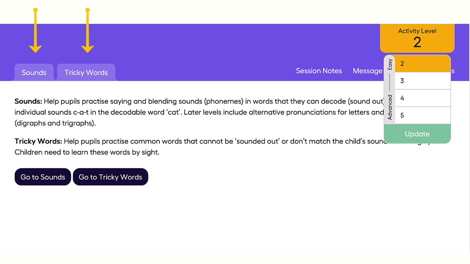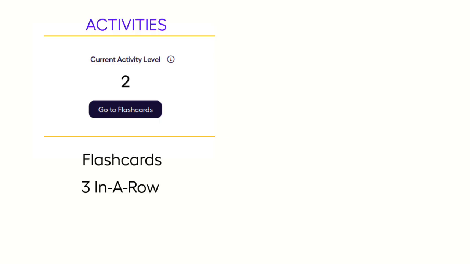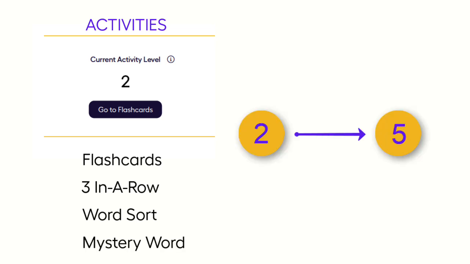Feel free to move between the 2 flashcard tabs during your reading session. There are lots of sounds and words to choose from depending on your child's flashcard level. Let's talk about sound flashcards first. As you may remember, Chapter 1 flashcards and activities are organised according to levels of difficulty from 2 to 5. These broadly correspond to the order in which sounds are taught in phonics lessons in schools.